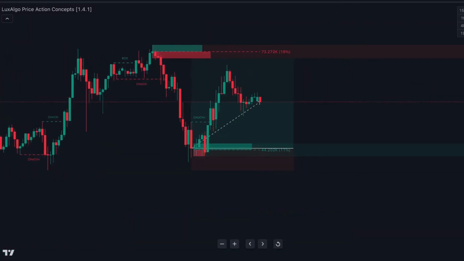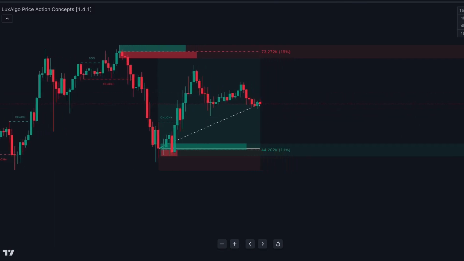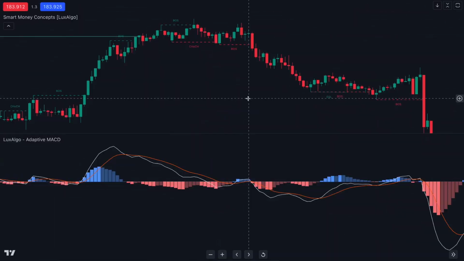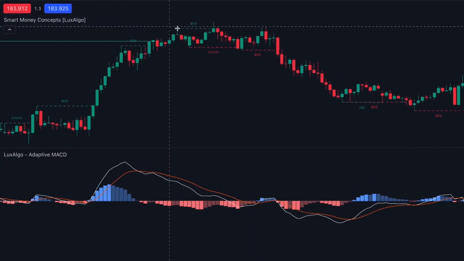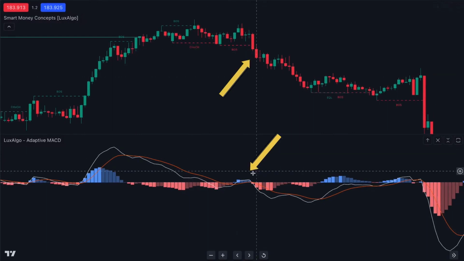It is worth mentioning that the Price Action Concepts is a part of the Lux Algo Premium package, but you can also do this using the free Smart Money Concepts indicator by Lux Algo. This version is completely free, but you will need to manually find the entries and exits.